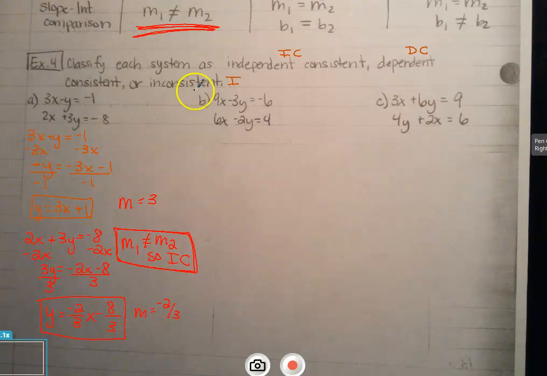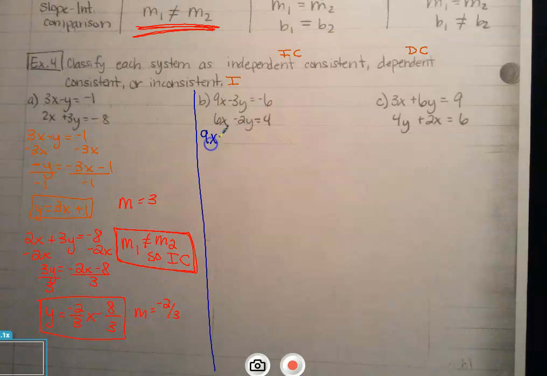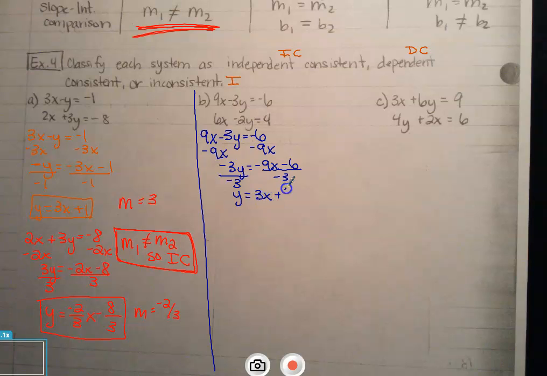So let's change up and do B. Same thing, we're going to get them in slope-intercept form. All right, so 9x minus 3y equals negative 6. Lots of practice for these writing equations. So we've got negative 3y equals negative 9x minus 6. Divide by negative 3. Y equals 3x plus 2.